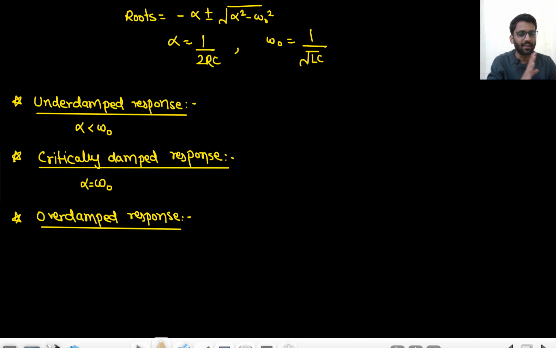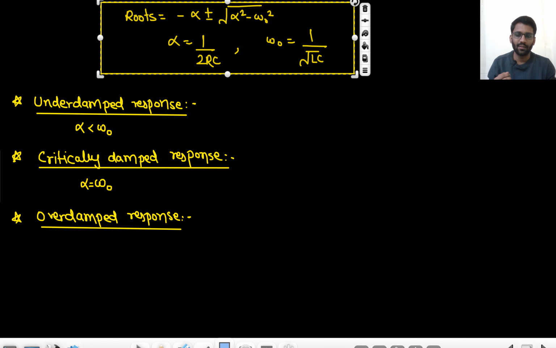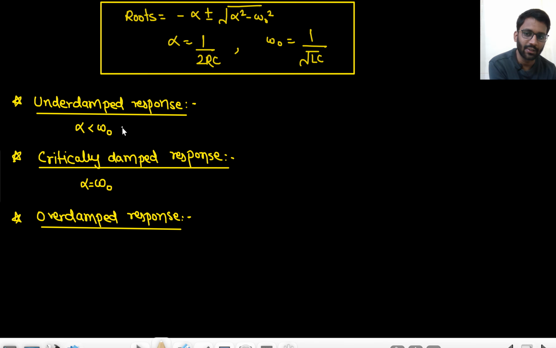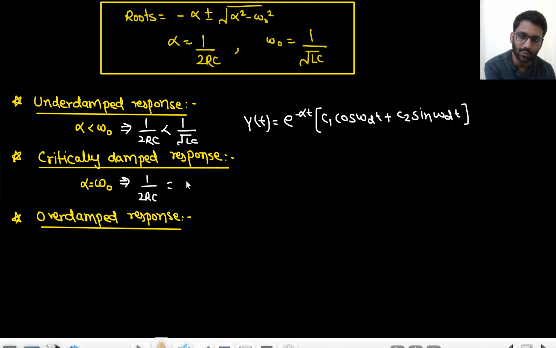And the response will be similar. Alpha is different, omega naught is the same, and the response will be similar. I don't need to write the equations again and again. For an underdamped response, alpha should be less than omega naught, that means 1 by 2RC should be less than 1 by root LC. And the response y of t would be e to the power minus alpha t times (C1 cos omega d t plus C2 sin omega d t). Based on the initial conditions, you can find C1 and C2.